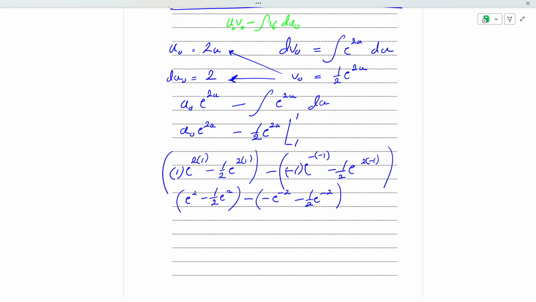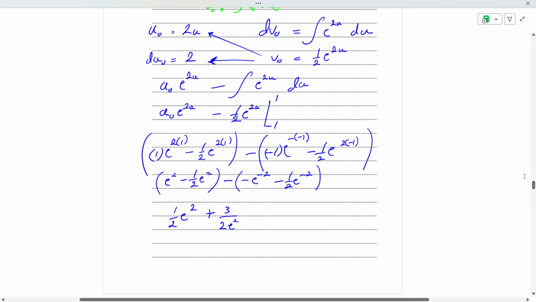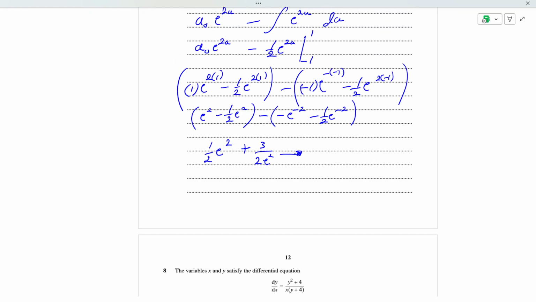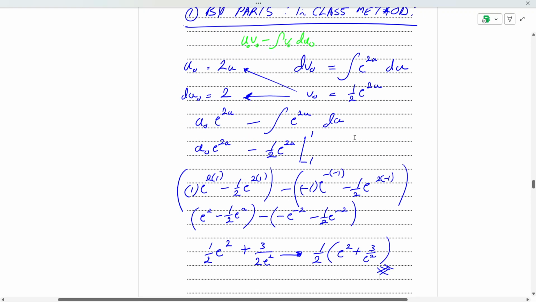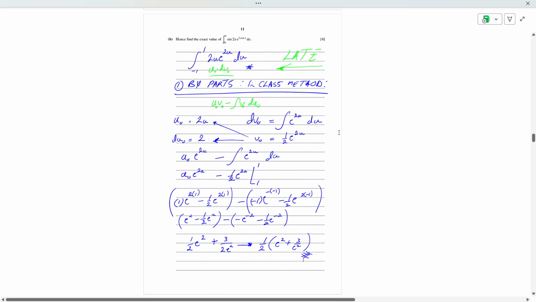Then you can simplify these. When you simplify, these are common terms, so you just have half e squared plus 3 over 2 e squared in the denominator, since it's e to the negative 2. So you have 2 e to the 2, like that. Then you can even factor out the half. I'm sure Cambridge would just accept it anyway. Half of e squared plus 3 over e squared, like that. So this is the by parts that you're taught in class.